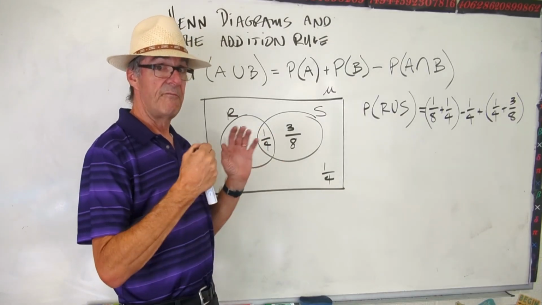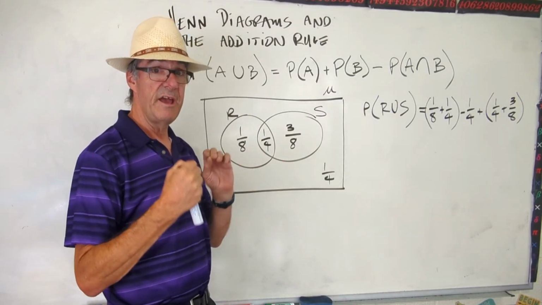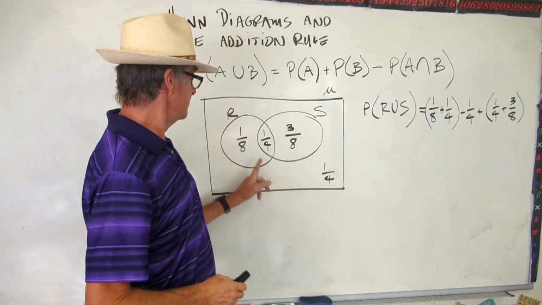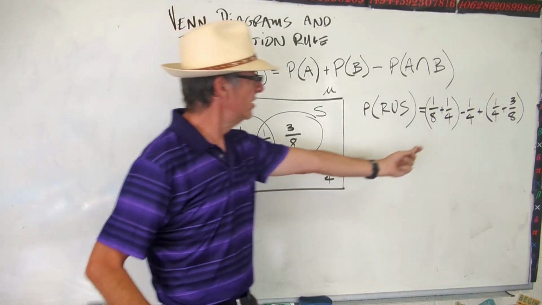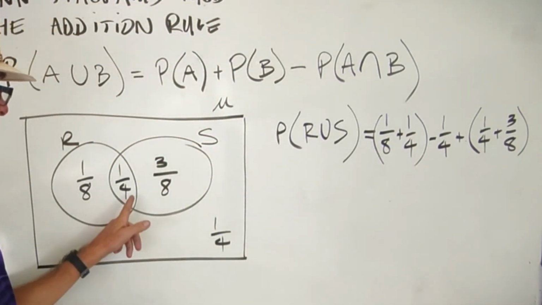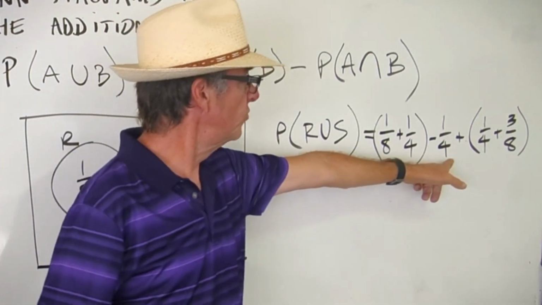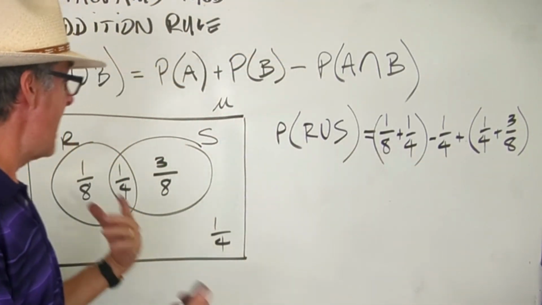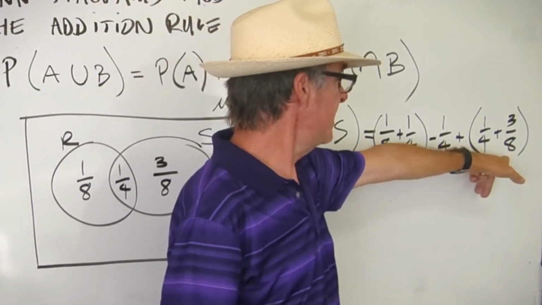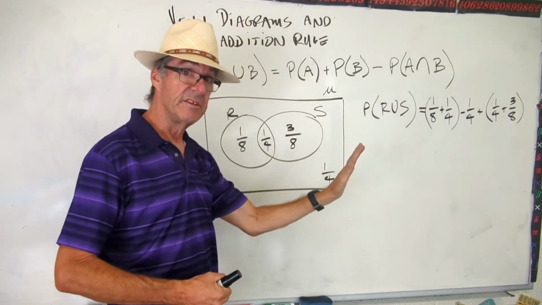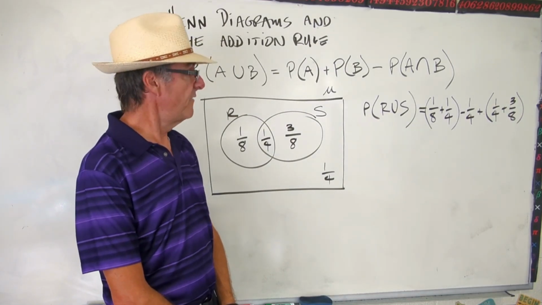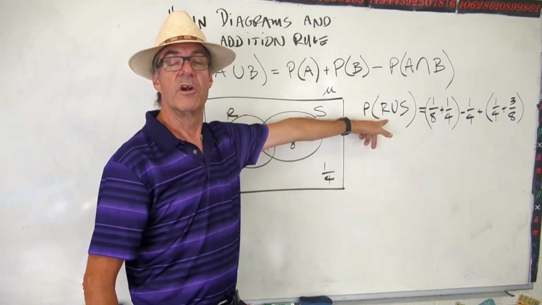All right, I did a full plug-in step. I didn't do any mathematics. So what I did is I did the probability of R. So that's 1/8 plus 1/4. So there's the probability of R. I subtracted the probability of the intersection. That's minus 1/4 there. And then finally I added the probability of S, which is 1/4 plus 3/8. So that's a perfect plug-in step. Go ahead, if you haven't gotten that one, now you have it. Pause the video and find the probability of R or S.